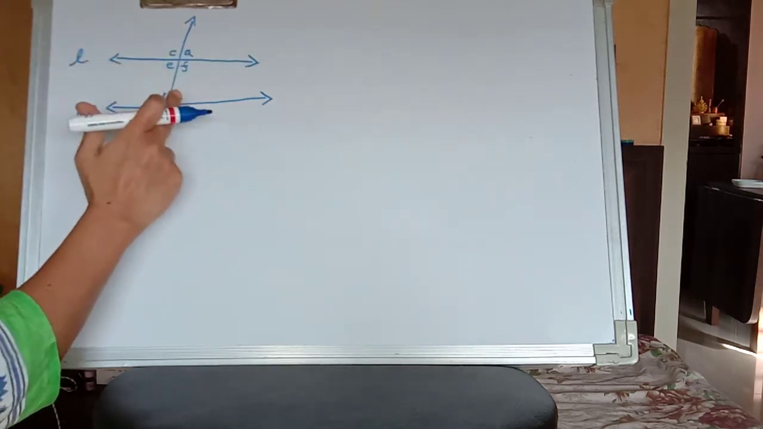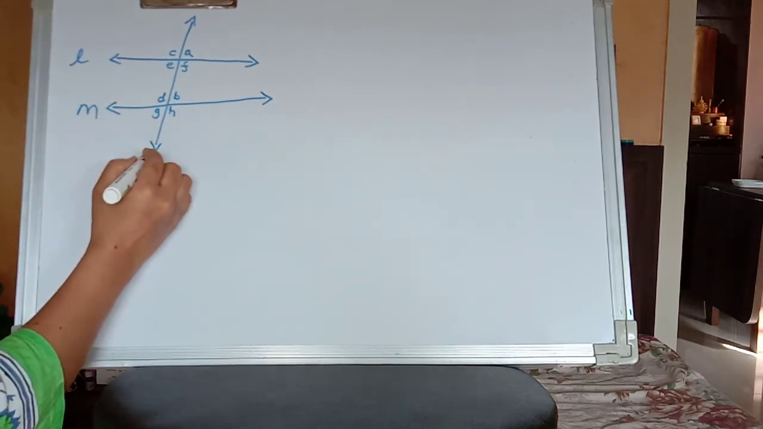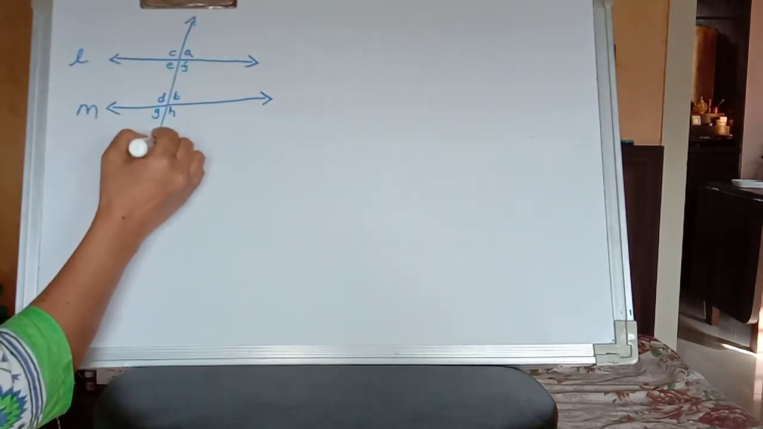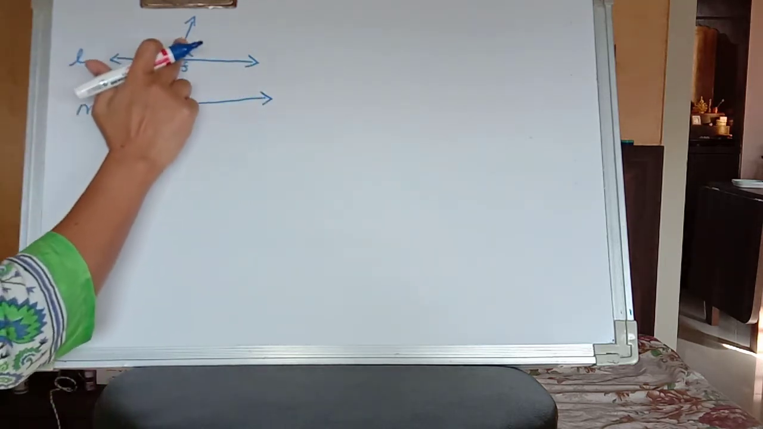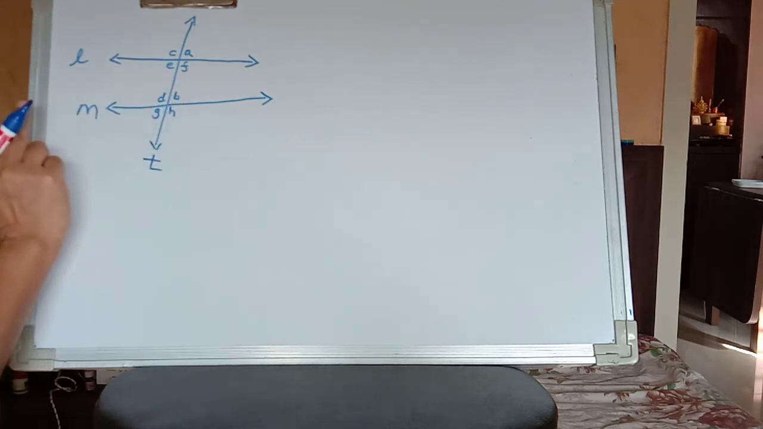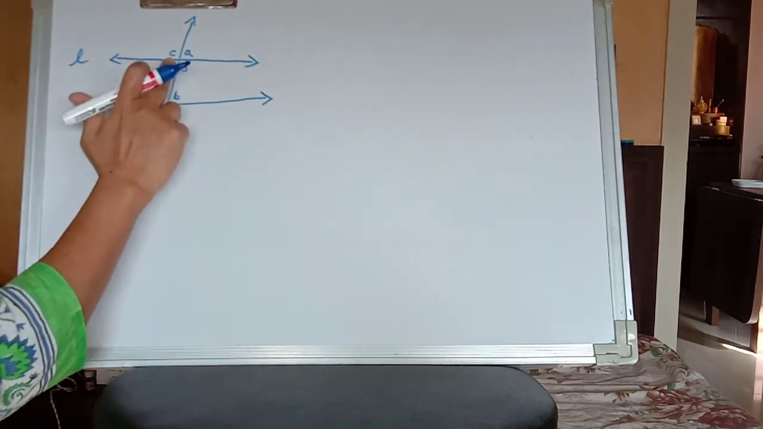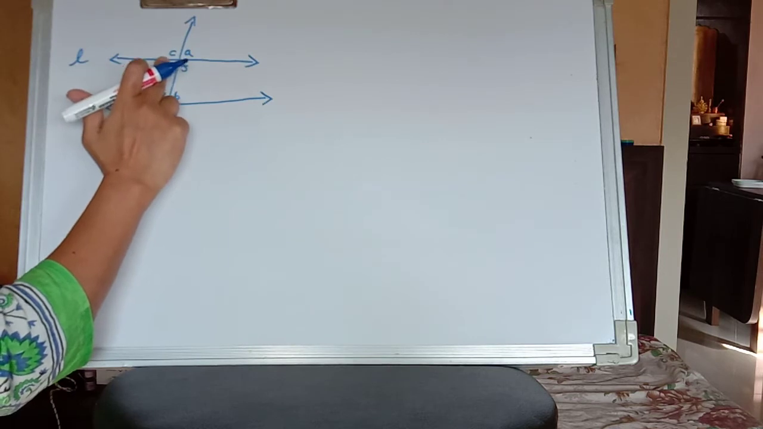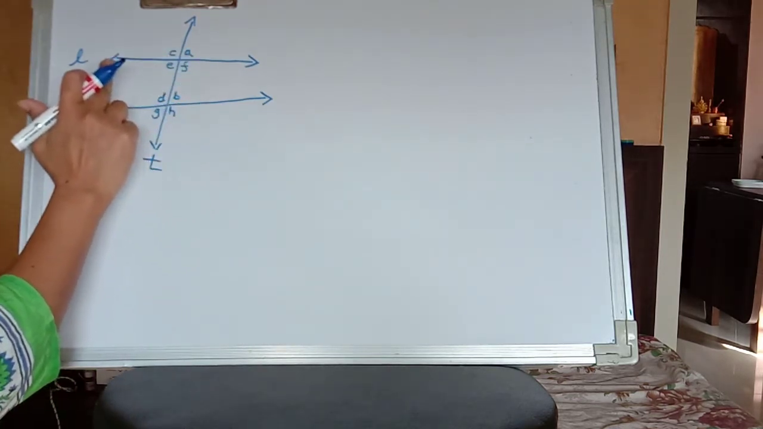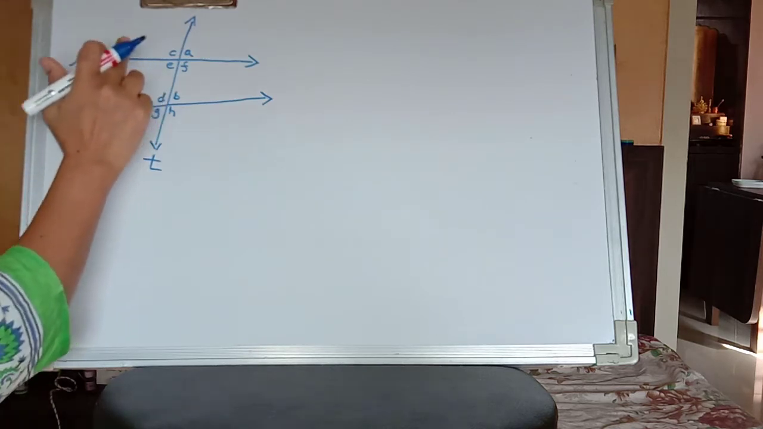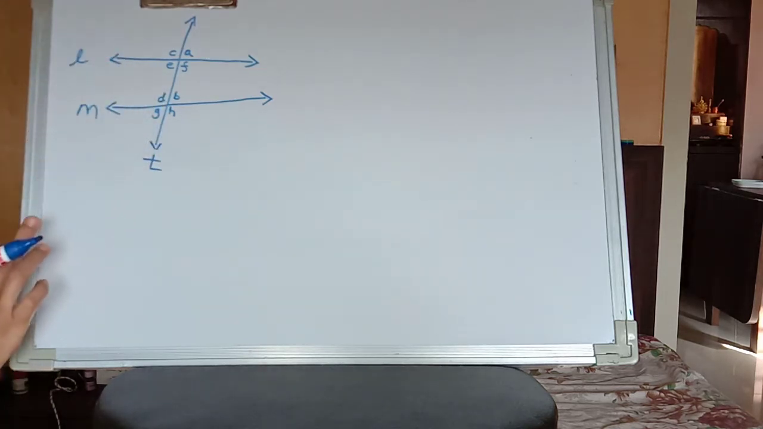And these two lines are cut by a transversal T. So this is a transversal which is cutting these two lines. Now when this condition occurs, you can see 8 angles are formed: A, B, C, D, E, F, G, H. These are the 8 angles formed. Now, these angles have specific names. So, let us see in detail what these angles are.